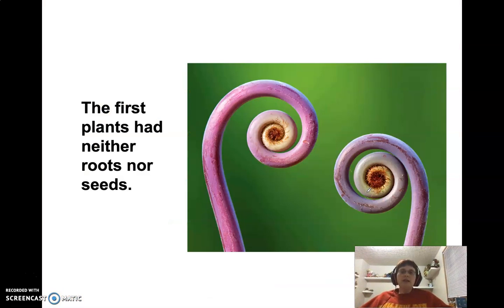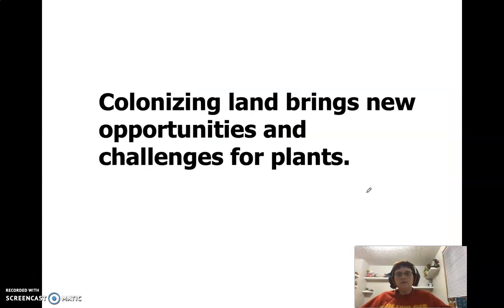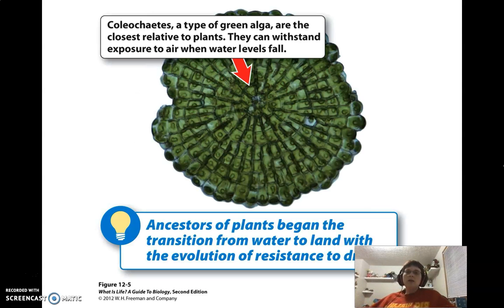So the first plants actually didn't have roots or seeds. They have something that looks sort of like roots, but they're not true roots. And they didn't have any seeds either. These first ones were the first ones to move up onto land. If you think about it, their ancestors were those plant-like protists. They all lived in the water, and there were lots of challenges going from the water up onto the land.